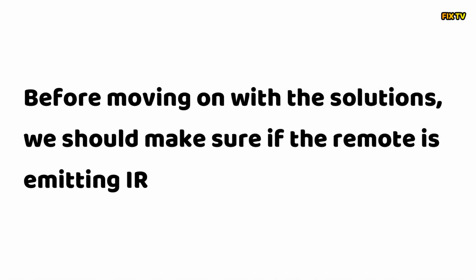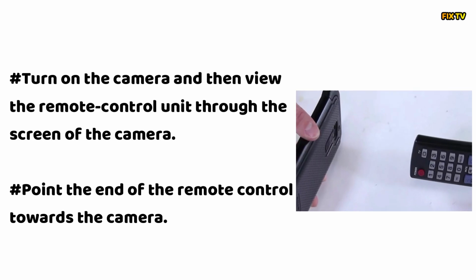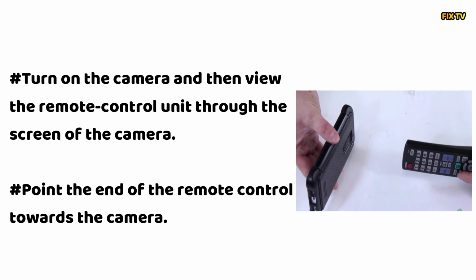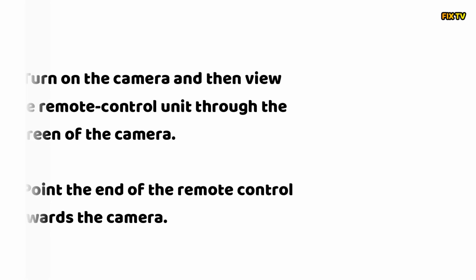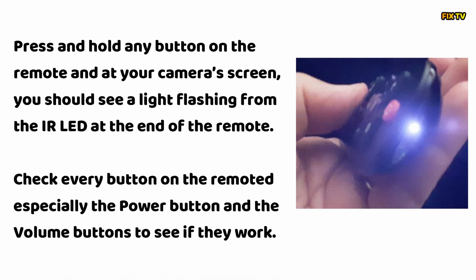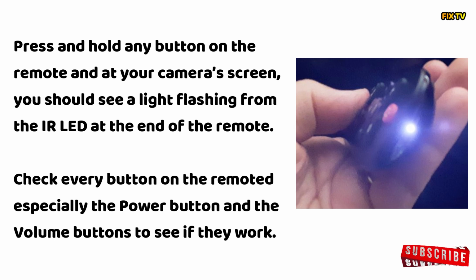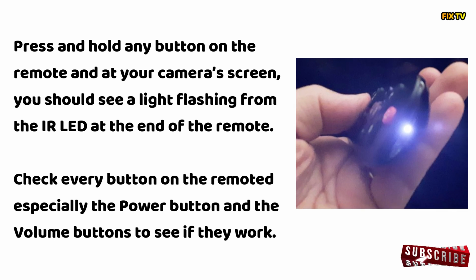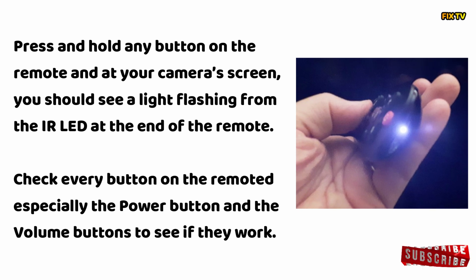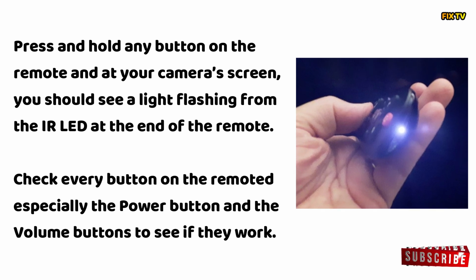Before moving on with the solutions, we should make sure the remote is emitting IR. Turn on the camera and then view the remote control unit through the screen of the camera. Point the end of the remote control toward the camera. Press and hold any button on the remote, and on your camera's screen, you should see a light flashing from the IR LED at the end of the remote. Check every button on the remote, especially the power button and the volume buttons, to see if they work.